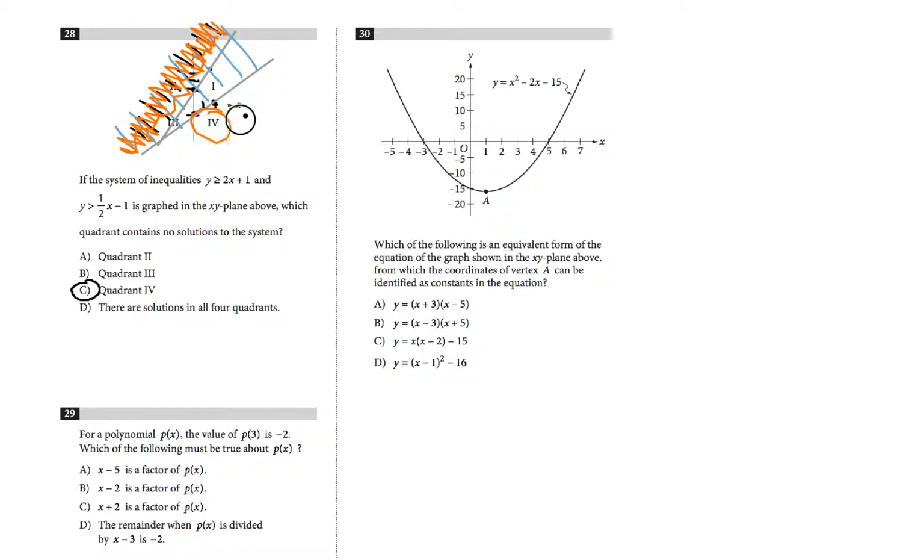And again, I said you could have picked a point, 1, negative 1, and you would have put it in and it wouldn't have made this one true. So that's another way to do it.